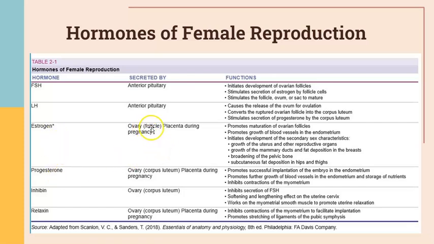And again, the follicles of the ovaries are where estrogen comes from, on a normal day. The placenta takes over during pregnancy and produces estrogen once a pregnancy has happened. Again, the corpus luteum, which is that little bit of leftover follicle once the follicle breaks out after ovulation, is where progesterone comes from. Again, the placenta produces it during pregnancy. We'll talk a little bit about inhibin and relaxin, but for the most part, these are the four that you need to know, and you need to know where they're secreted and what their functions are in normal female reproduction.